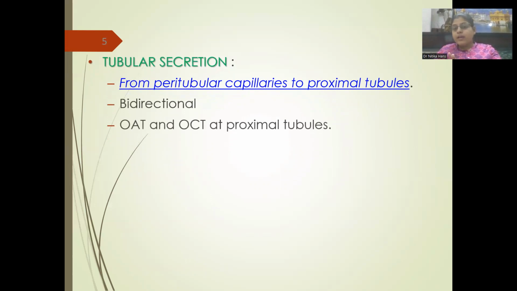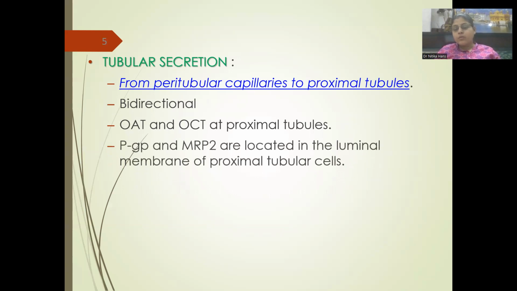There is organic anion transport and organic cation transport. Tubular secretion, I have already told you, takes place by the pumps. So it will be organic anion transport, organic cation transport at the proximal tubules, P-glycoprotein and MRP2. These are located in the luminal membrane of proximal tubules.